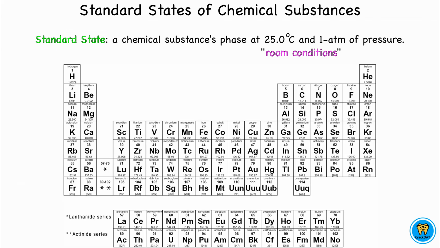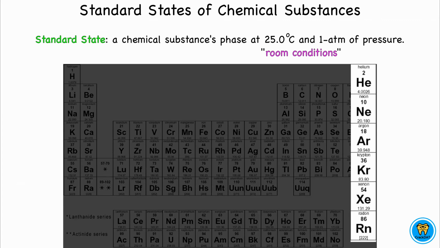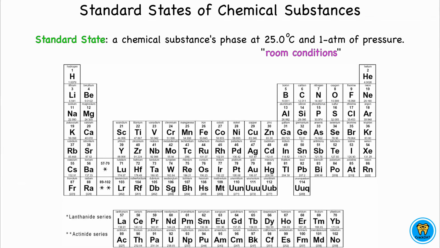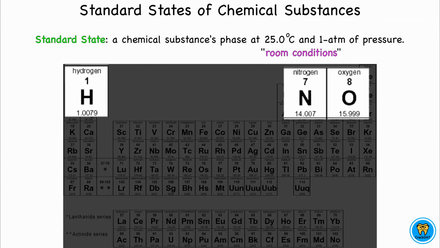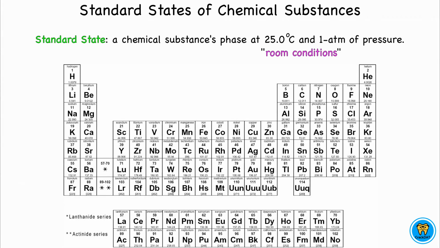11 elements are gas in their standard state, which are all of the noble gases: helium, neon, argon, krypton, xenon, and radon. Additionally, the 2 halogens fluorine and chlorine are gases in their standard state. And we cannot forget about hydrogen, oxygen, and nitrogen. All other elements are solid in their standard state.